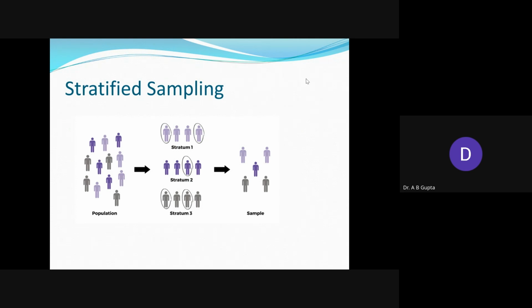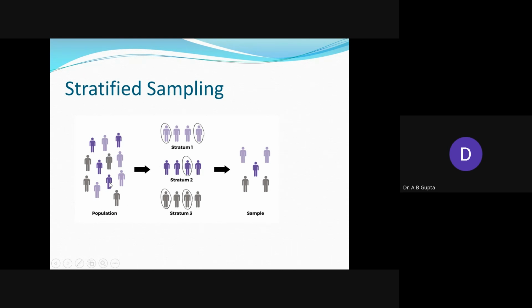Let me give you an example. This is a population. You can see on the left side there is a population, and suppose these are the students from a polytechnic. You want to select a sample out of these students from a polytechnic.